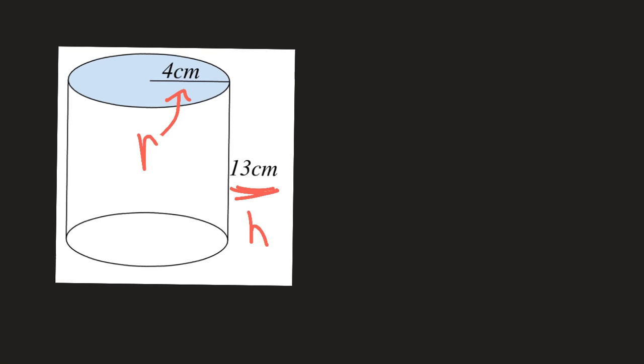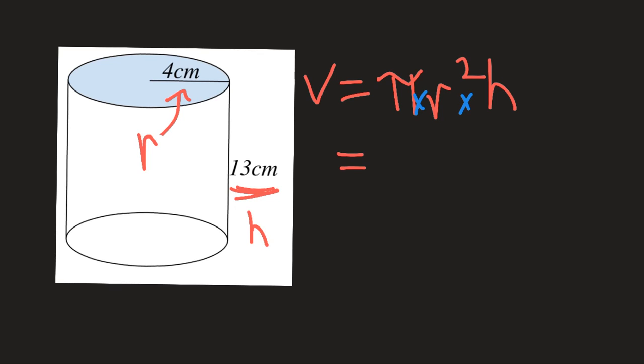So volume equals pi r squared h. And between each one of those letters is a multiply sign. So there's a multiply here and a multiply here. The next thing I'll do is write my equal sign. So we have pi times r squared, which would be 4 to the power of 2, times h, which is 13. Again, there's a multiply sign here and a multiply sign here.